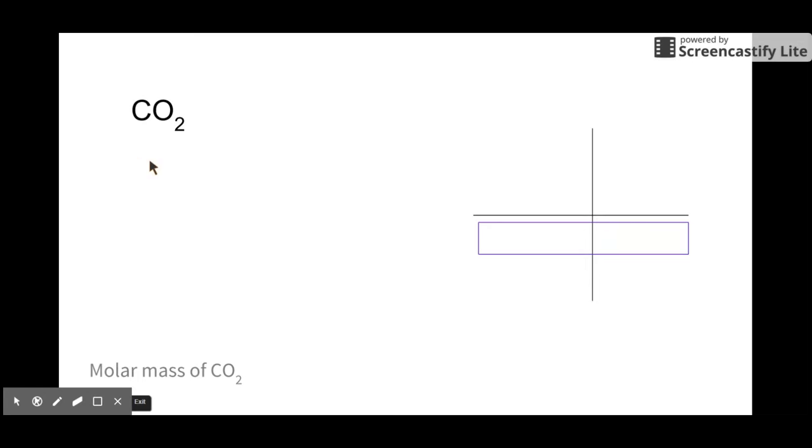So let's see, carbon dioxide is made of one atom of carbon. So if I go look on the periodic table at carbon, 12.01 grams per mole, that's the molar mass of just carbon. And because I have one atom of carbon in my compound, I'm going to go ahead and take that, times it by 1, and that gives me 12.01 grams per mole of carbon in that compound.